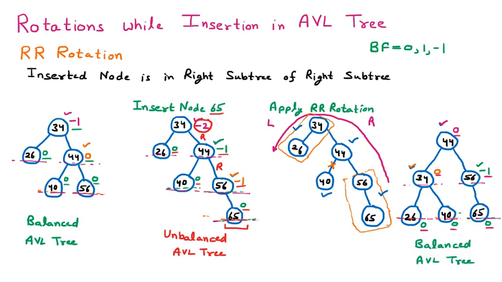So this is how we can create the balanced AVL tree after the rotation, and this rotation is called RR rotation because the inserted node is at the right subtree of the right subtree. So here this one is the RR rotation.